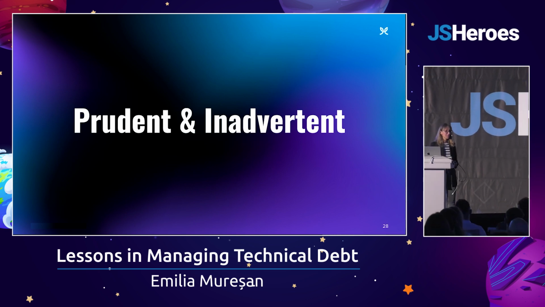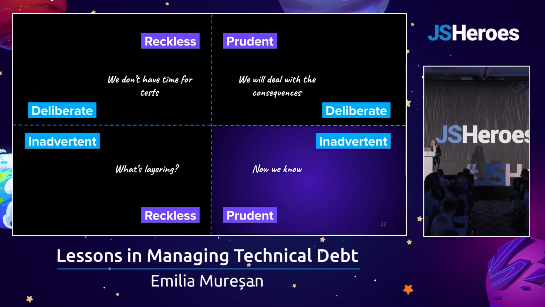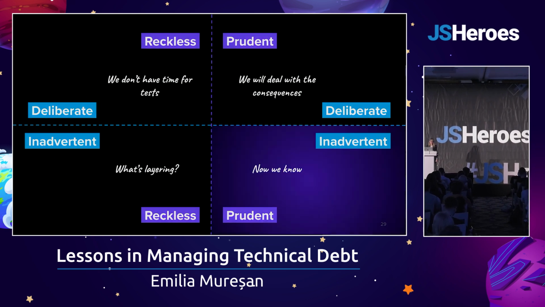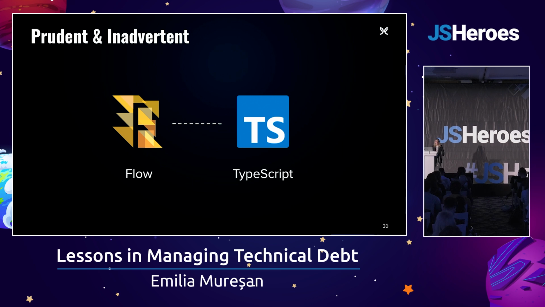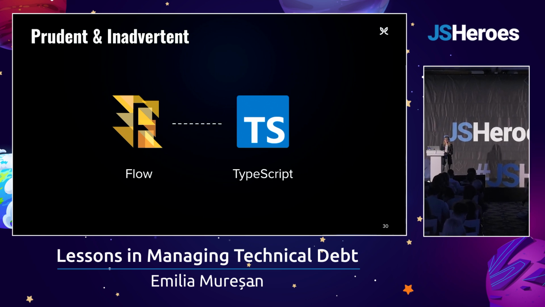So the last kind of debt that I want to cover is prudent and inadvertent. Basically, now we know how we should have done it. There's this architectural characteristic of maintainability, and a way to achieve better maintainability is to have type safety in the code base. So that's the architectural side of things, but the technical choice then comes down to which tool we use to implement this desired feature in the architecture.